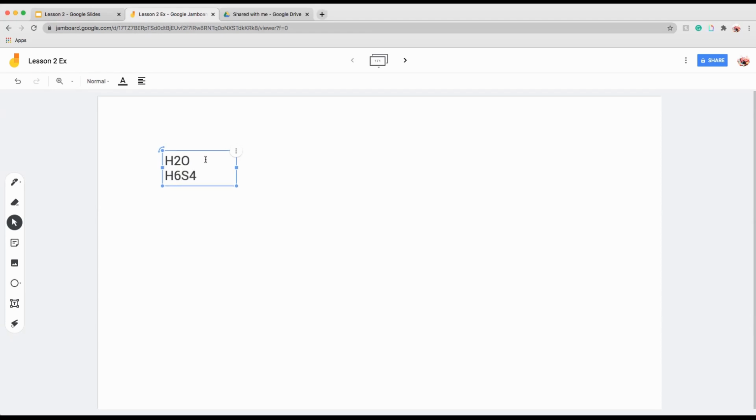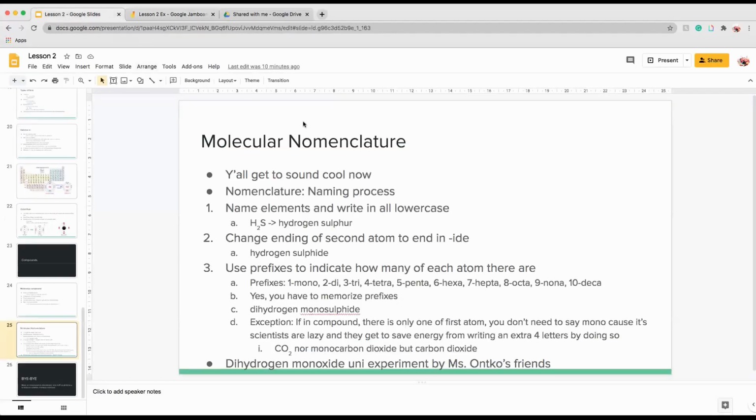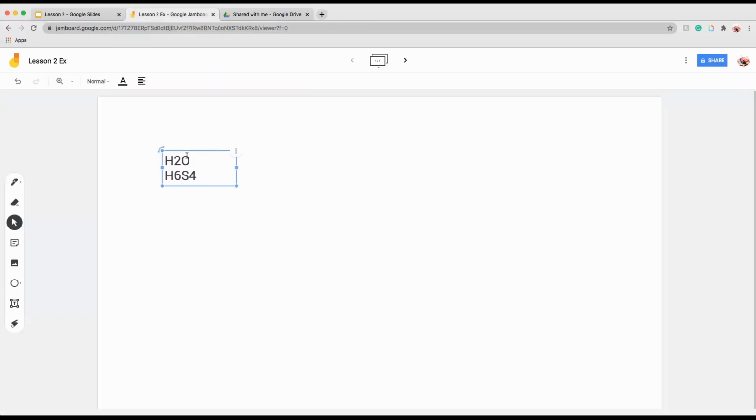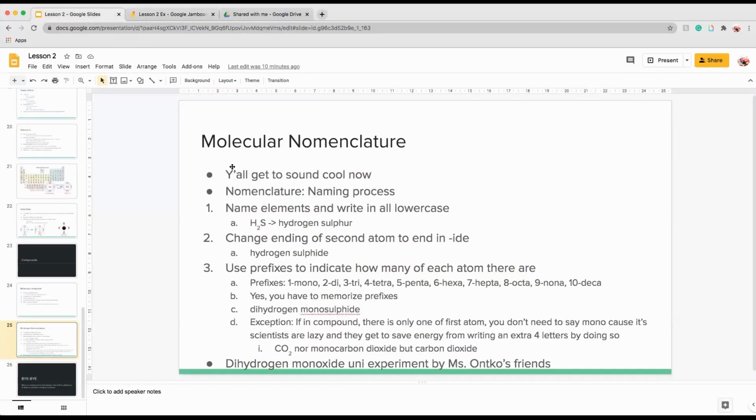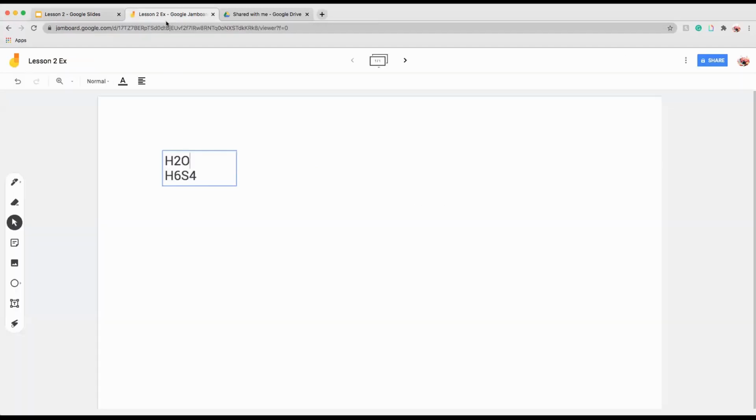Okay, another way to phrase what Tony is saying is, in tests in school, you'll see them write compounds like H6S4 or H2O, and they're going to ask you, what is the IUPAC name or the molecular nomenclature of this compound? For H2O, do not write dihydrogen monoxide, write water.